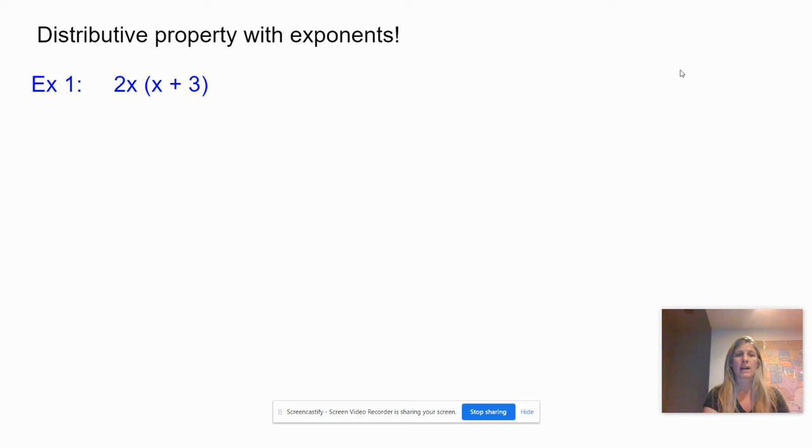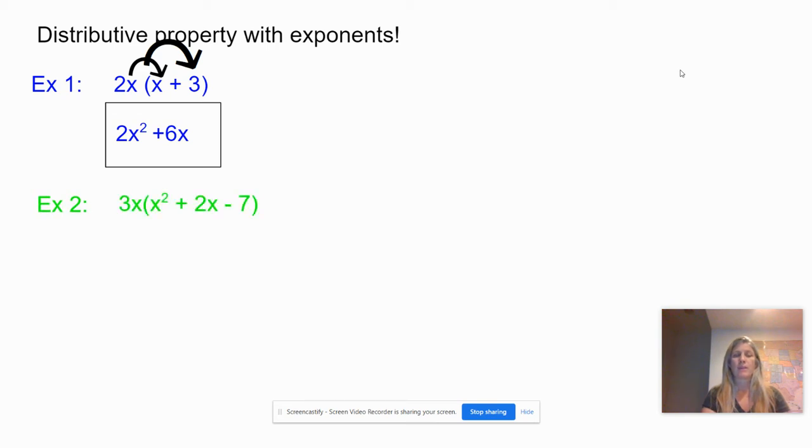2x times the quantity x plus 3. We have 2x times x. Now remember, x times x is x squared. So that gives us 2x squared. We multiply our numbers 2 times 1, and then an x here and an x here makes 2 x's together. So that's x squared. We then have 2x times positive 3. 2 times 3 is 6, and we have a single x. So our answer for this problem is 2x squared plus 6x.